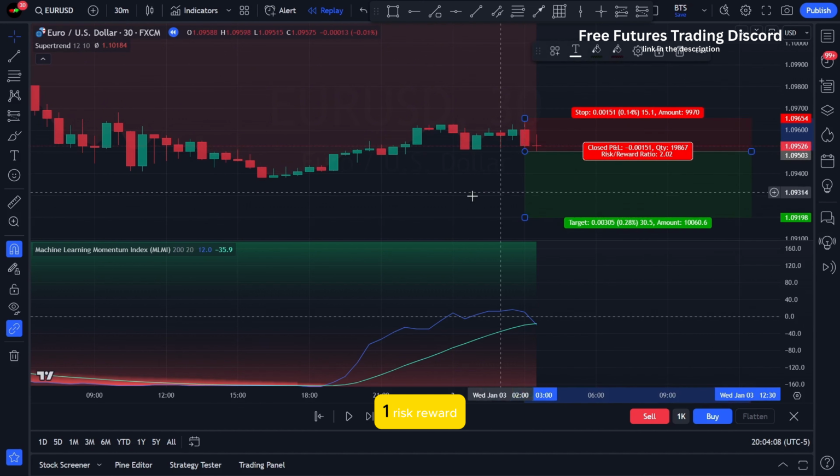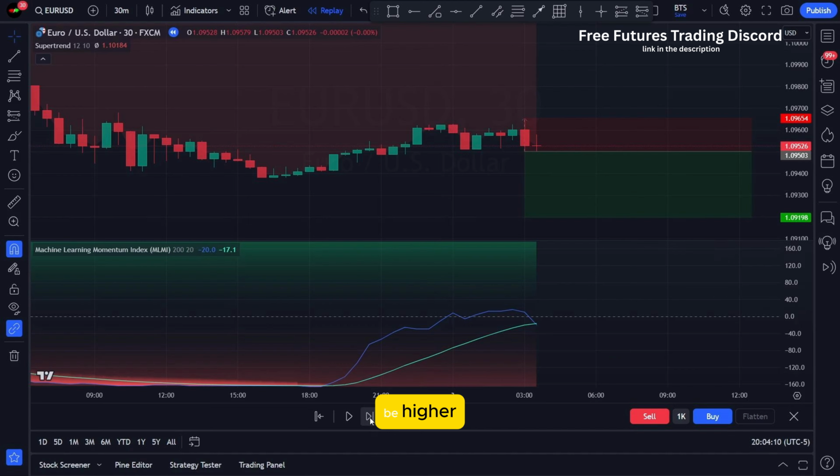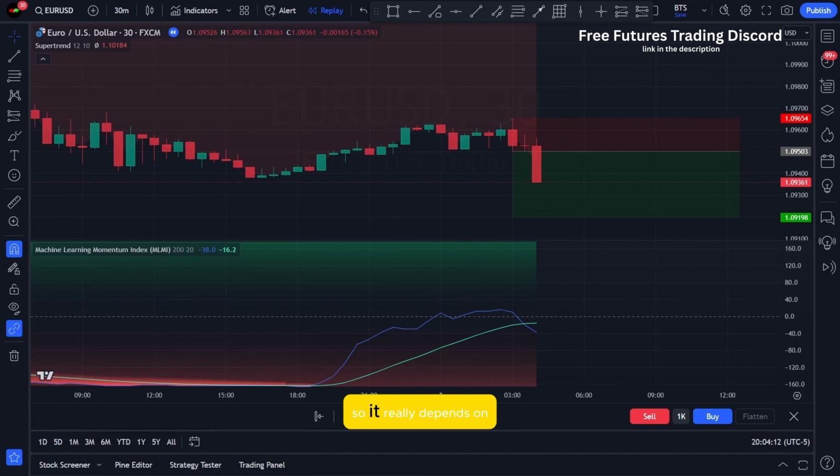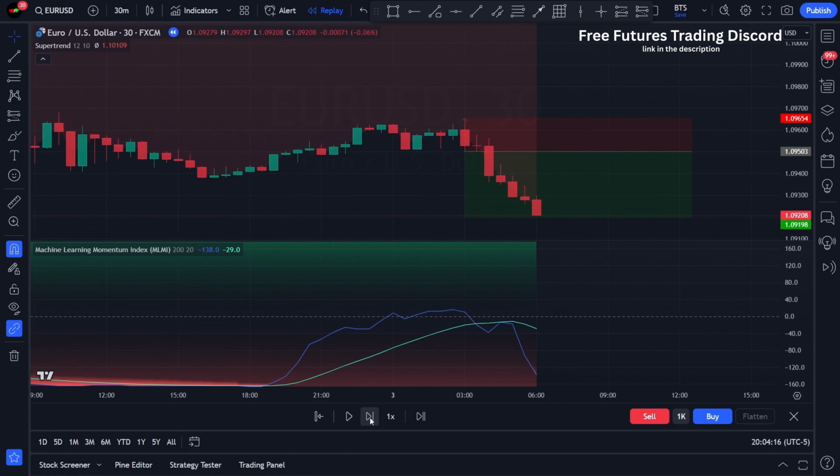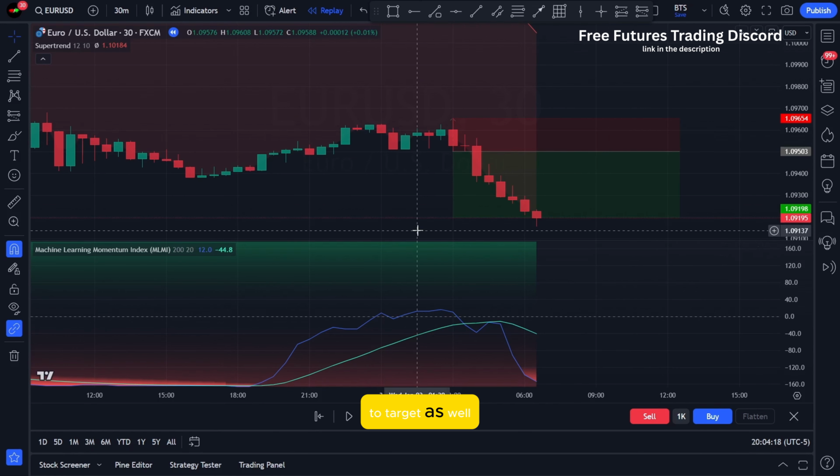If you do 1-to-1 risk reward, then your win rate will be higher, and if you do 1-to-2 risk reward, your win rate will be lower but your wins will be bigger. So it really depends on you. And this one goes straight to target as well.